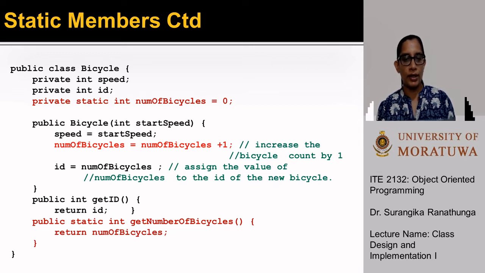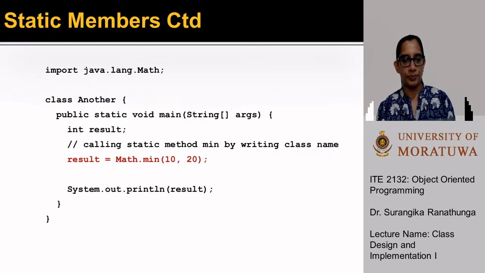Again, to highlight the difference: to call the getID method, which is not a static method, we have to first create an object of the bicycle. So we say Bicycle b equals new Bicycle, and then we call b.getID. However, to call the static method get number of bicycles, we don't need any object. We can call it using the class name. In other words, we can call Bicycle.getNumberOfBicycles.